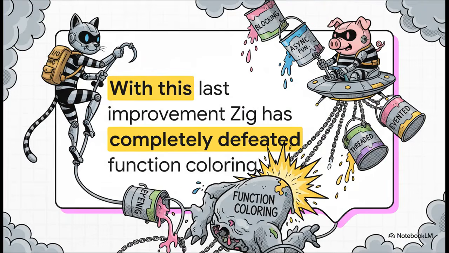And this brings us to the really bold claim from supporters of this new model. The argument is that by making I/O an explicit parameter you pass around, the whole virality problem is finally gone. A single function can now, in theory, work perfectly in a blocking context, a threaded one, or an evented one, achieving an even deeper kind of colorblindness than before.